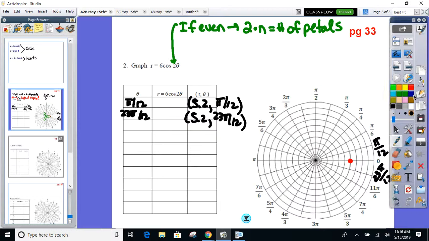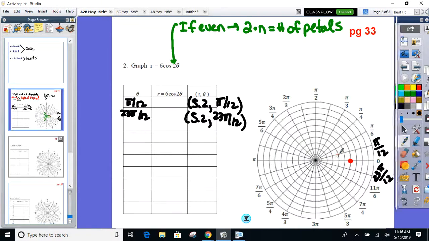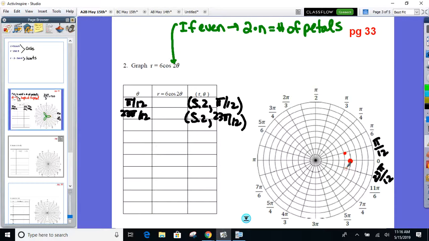Okay, so let's graph it. Left and the right, gonna be 5.2. 1, 2, 3, 4, 5.2. On the other side, about 5.2.